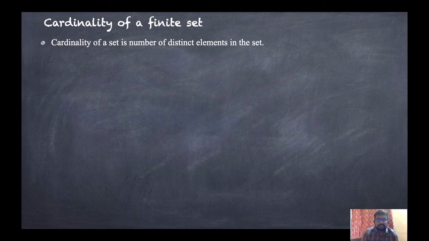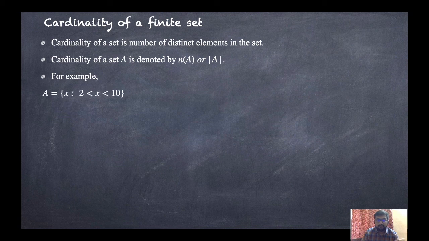Cardinality of a set is the number of distinct elements in a set. Suppose the set is A, then it is denoted by small n of A or modulus of A. It is denoted like this, n of A or modulus of A. For example, we have a set. This is the set builder form: A equals the set of all x such that x is in between 2 to 10, excluding both.